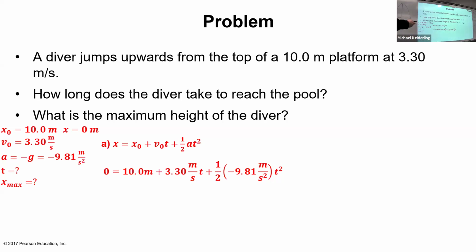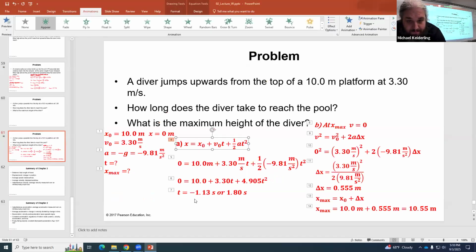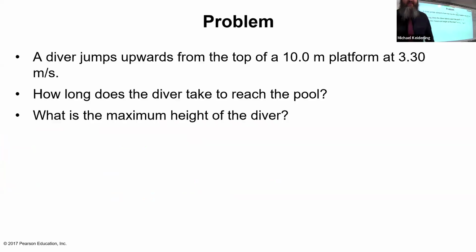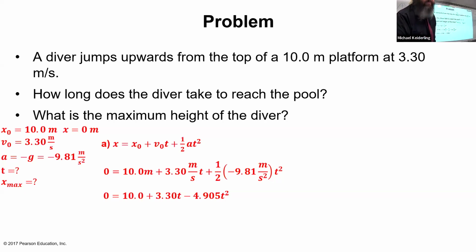So first, let's clean up everything and hide the units. So this is 10 plus 3.3 t plus 4.905 t squared. That is not a plus. That should be a minus. That was a typo. And that means I need to check that I got the right answer, but I'm pretty sure I did. I think it's still sitting in my polysolver.